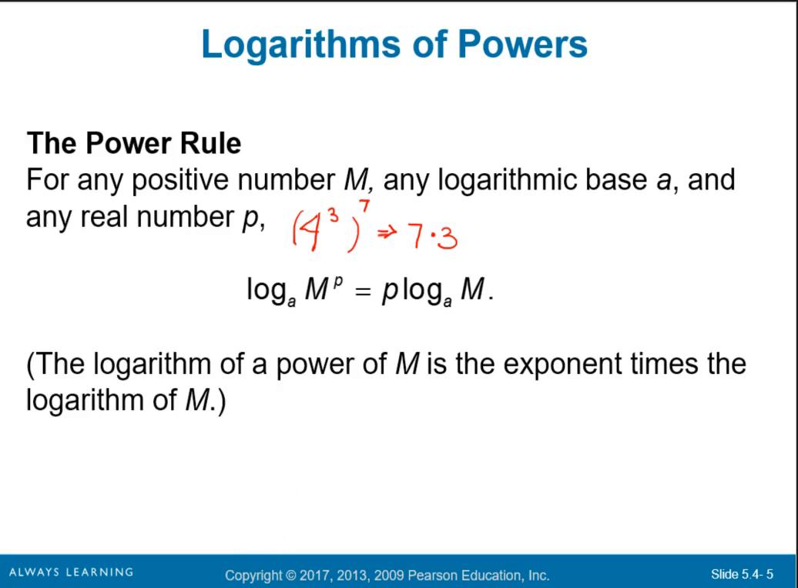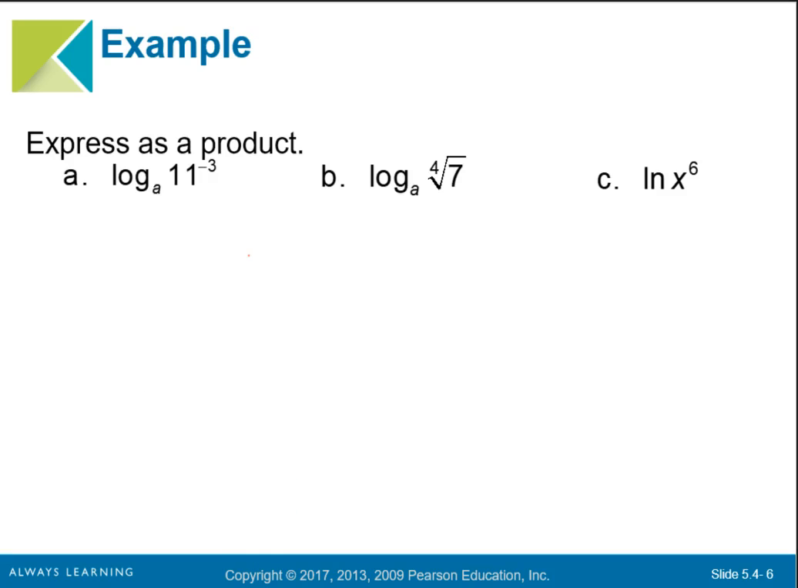Alrighty. So we have log base a of 11 to the negative 3. We're going to address that. We're going to have log base a of the 4th root of 7, and then I have natural log of x to the 6th. So let's go ahead and do each of those.